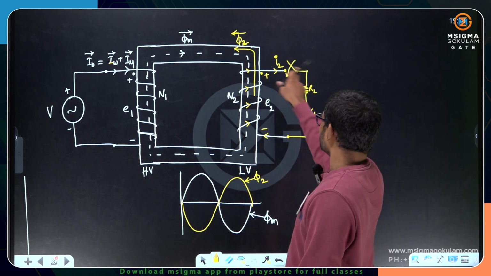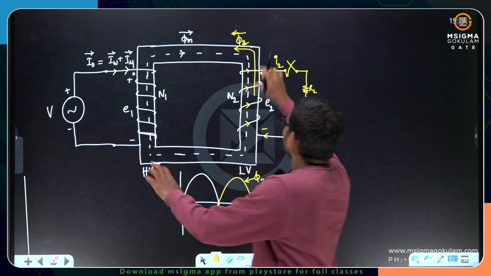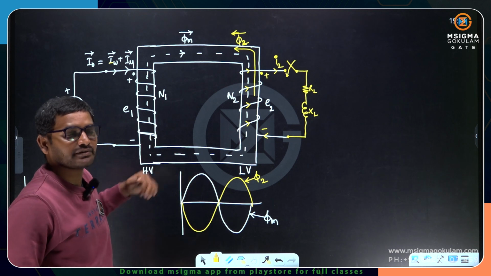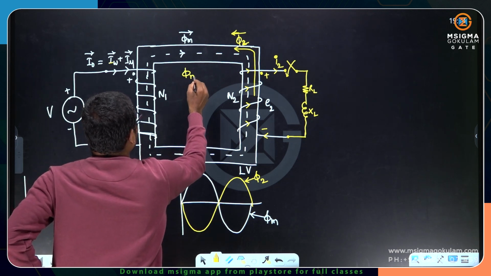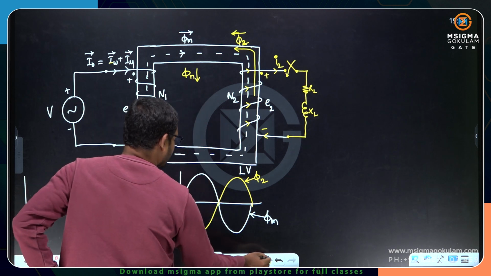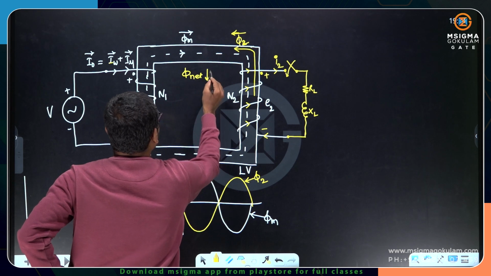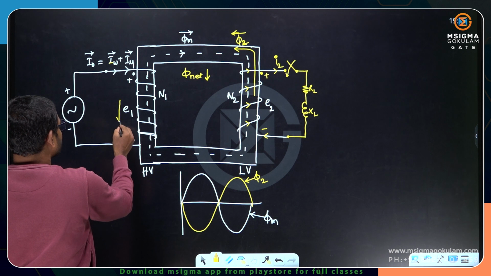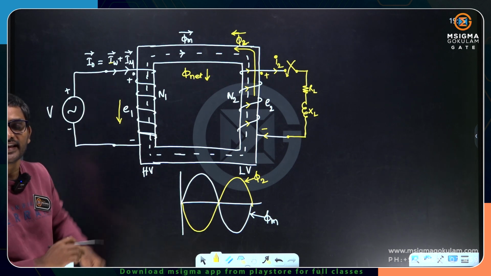So here I2 is flowing and setting up the flux opposite to the phi m direction. When phi 2 is opposing phi m, the net flux is going to come down. If the net flux comes down, what will happen? The induced EMF is also going to reduce. If the EMF reduces, the potential difference is going to increase.